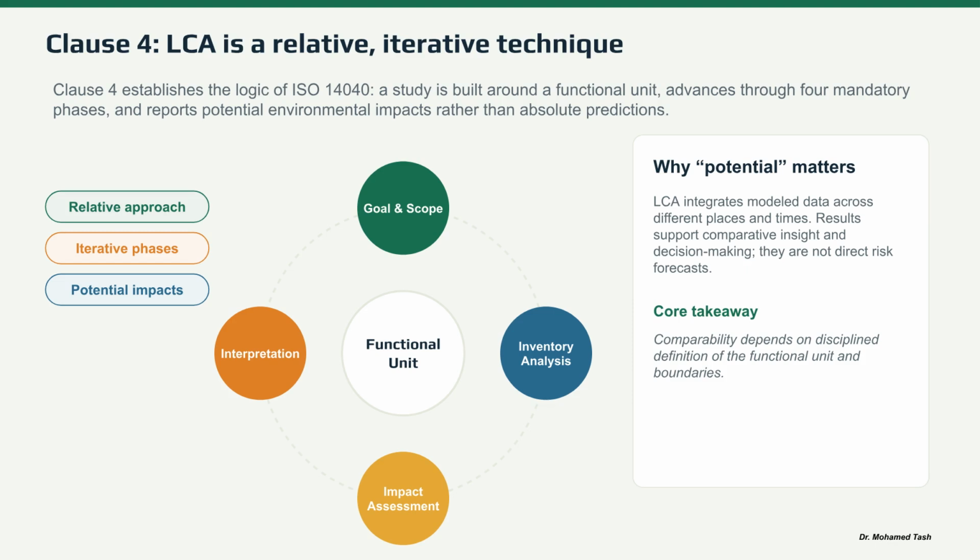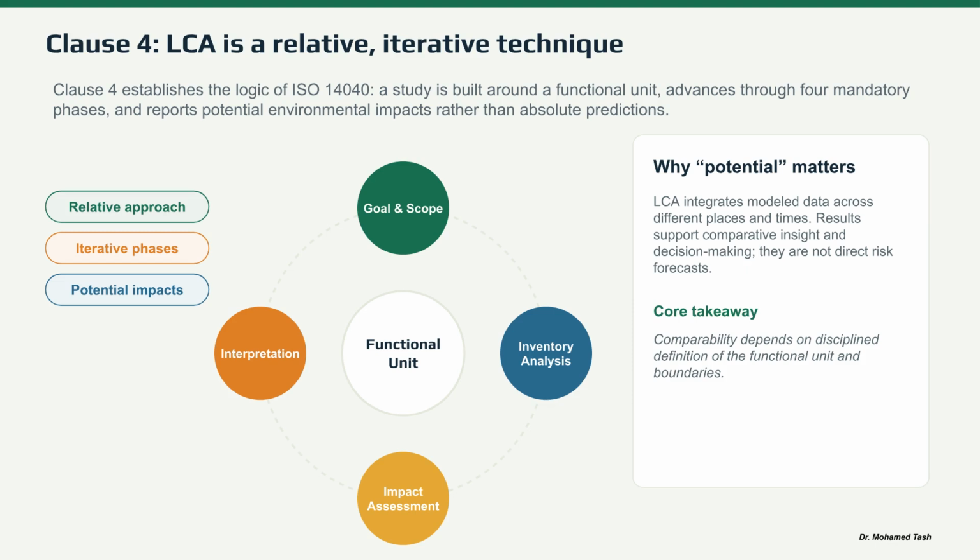The functional unit is the quantified performance reference that allows all inputs and outputs to be normalized and compared fairly. For example, we should not compare two packaging systems simply by mass or cost. We compare them by the same function, such as delivering 1 liter of beverage to the consumer under defined conditions. Without that shared reference, the comparison can become misleading.